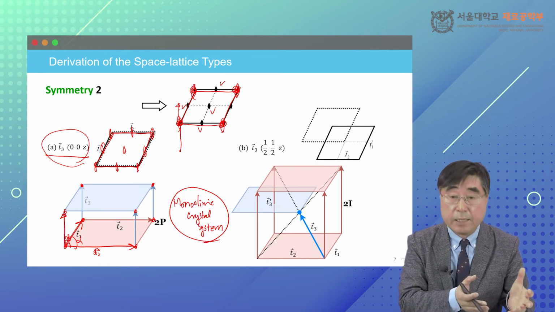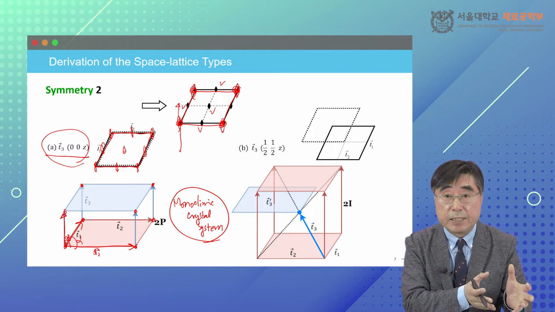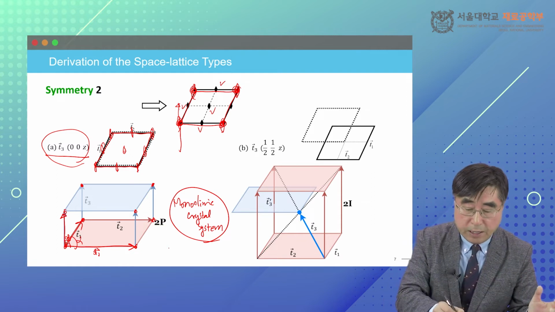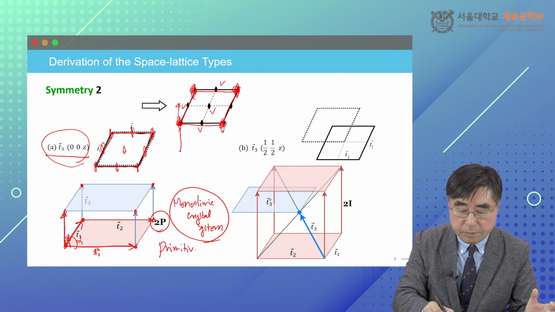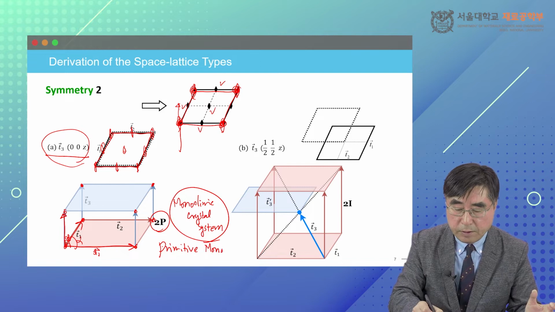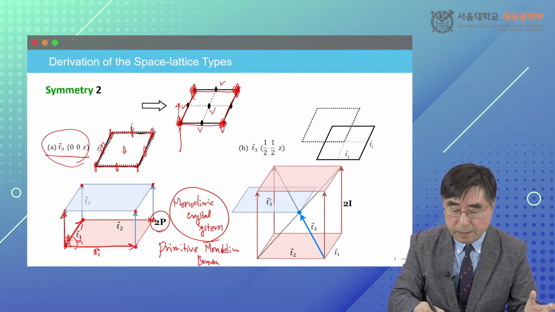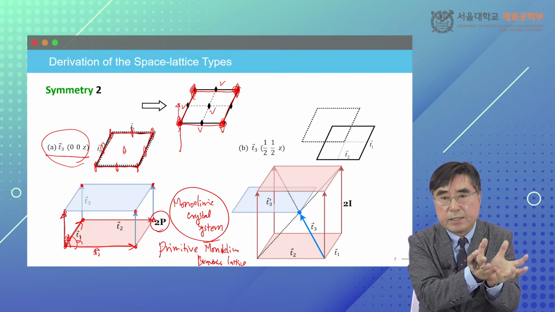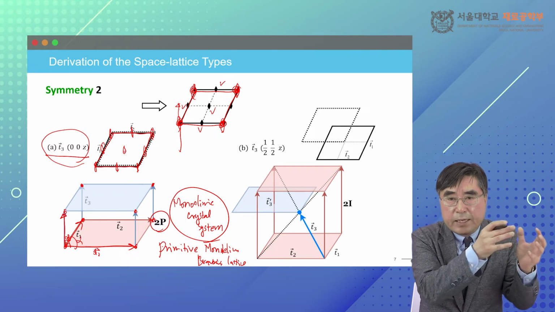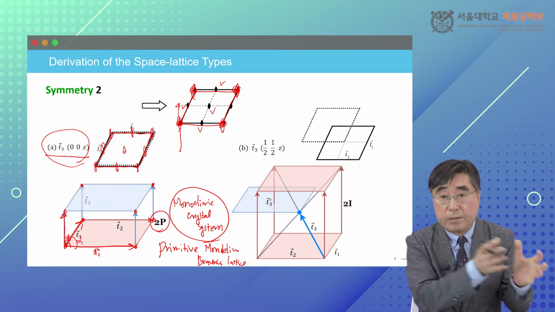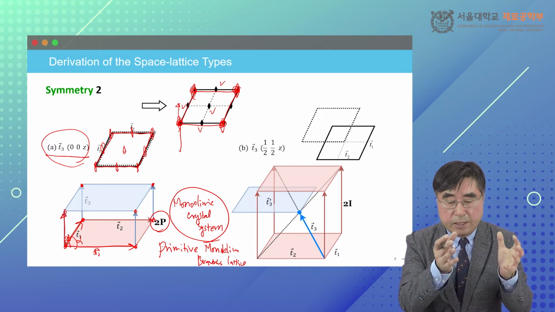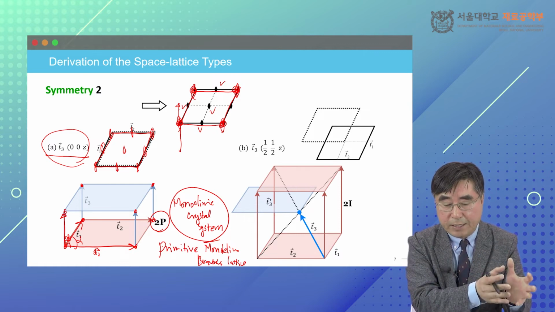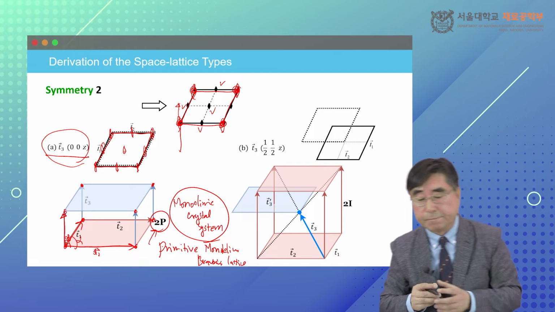And in this case, there is only one lattice point in a unit cell. So this is what we call the primitive monoclinic Bravais lattice. Okay, so the unit cell shape defines the crystal system, but how many lattice points are in a unit cell defines the Bravais lattices. So this is basically the primitive monoclinic Bravais lattice, or you can write it as 2P.